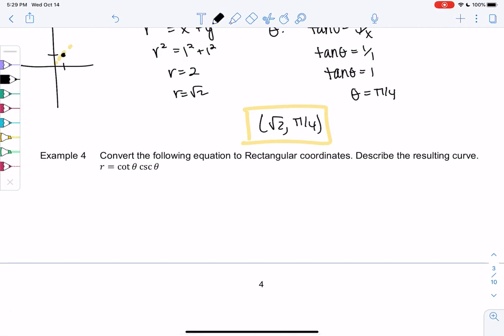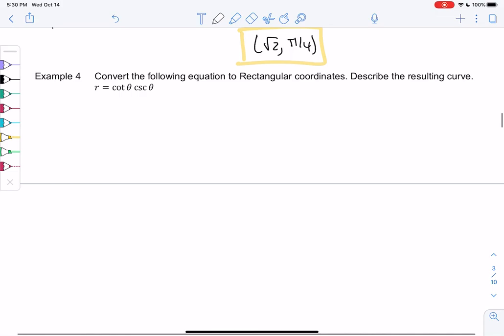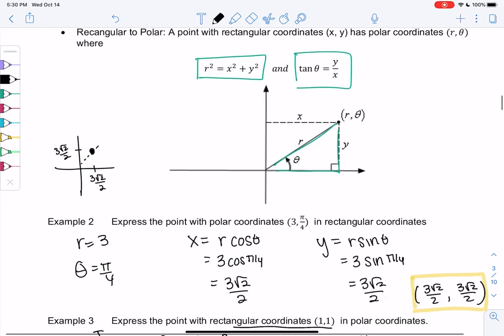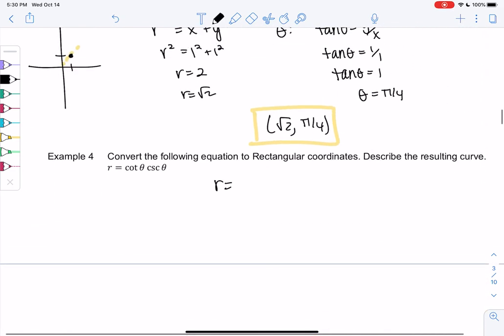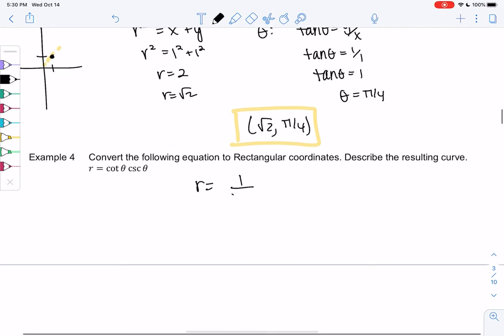So let's try cosecant. Let's convert the following equation to rectangular coordinates and describe the curve. So we have this weird equation in polar land. We have no idea what this looks like, but it's r equals cotangent theta times cosecant theta. So let's see if we can rewrite it. I think because everything involves sine and cosine, I'm going to see if that'll lead me anywhere. Or maybe tangent could be useful for cotangent. So cotangent is 1 over tangent. And then cosecant is 1 over sine.